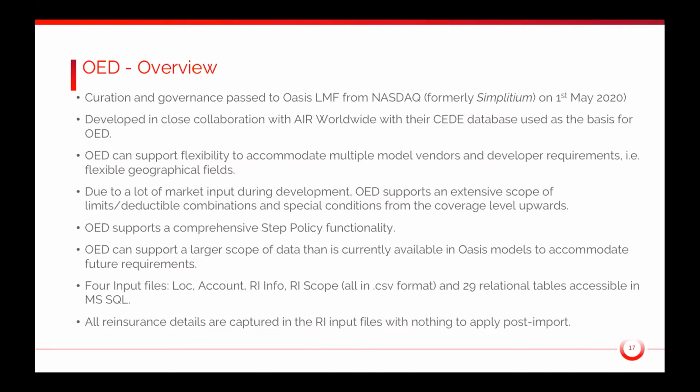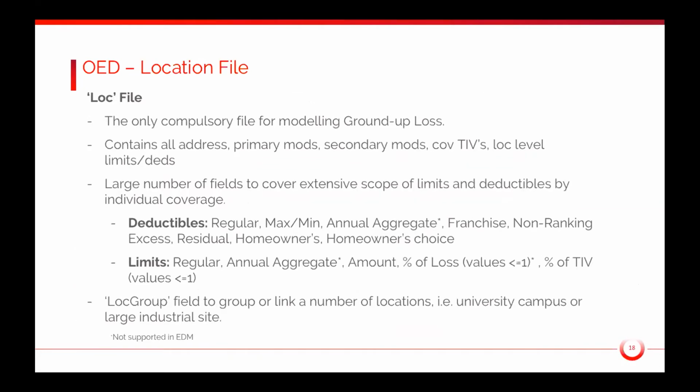interface post import. So just a bit about location. Again, as I'm sure a lot of you are aware, it contains all of your address information, your primary and secondary modifiers, your coverage TIVs, and your location level limits and deductibles. And for OED, it's the only compulsory file needed to model any ground up or economic loss. So if you weren't interested in applying financial terms, you wouldn't need an accompanying account file. You can just run the location file, which will only model your ground up.